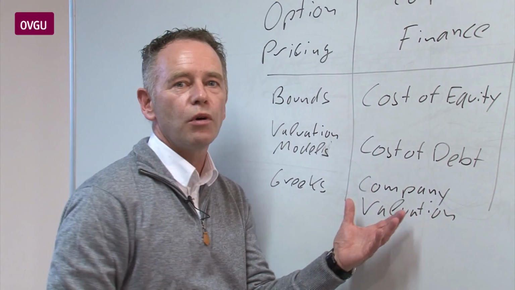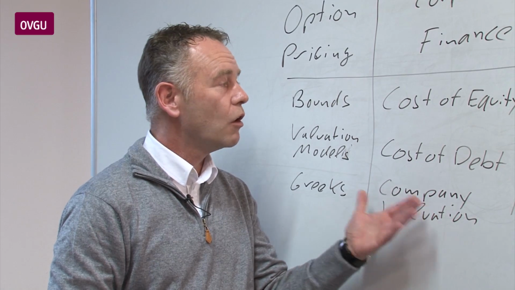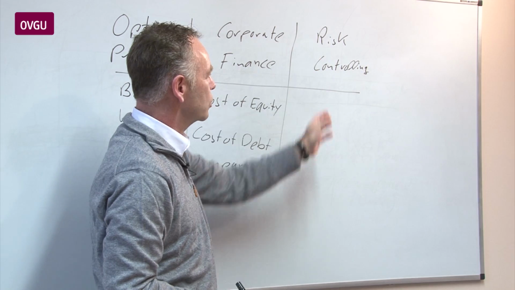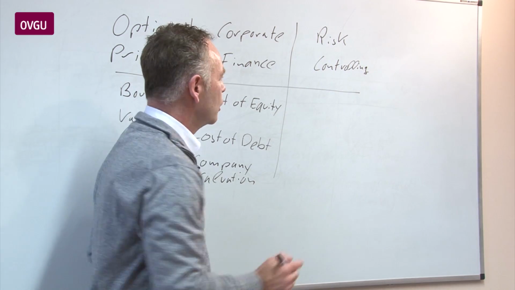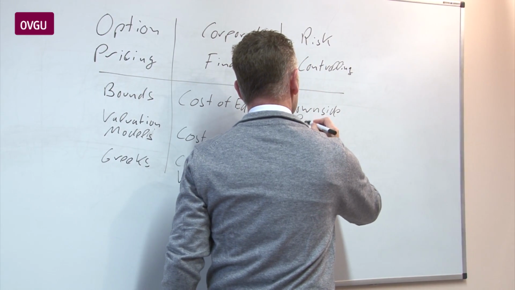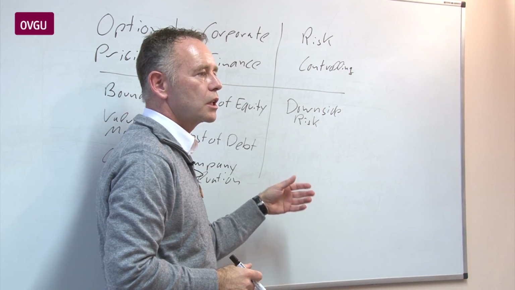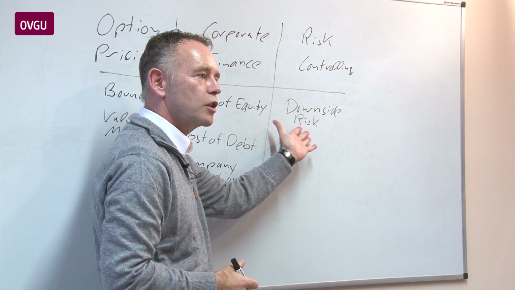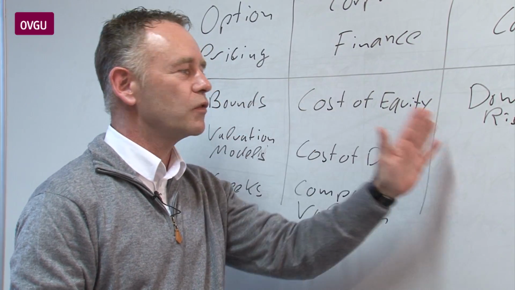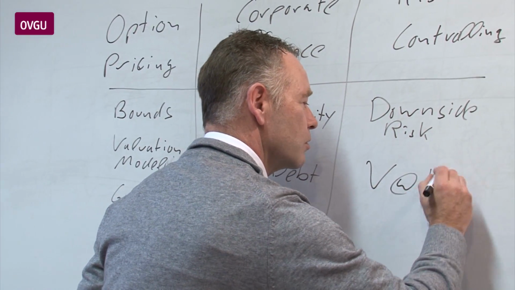Company valuation is important in the field of mergers and acquisitions. It's a hot topic in auditing and so on. Finally, the third lecture in risk controlling is first of all about downside risk. From your bachelor program you may know that risk is typically measured by volatility. Here we have a focus on the left hand side, so on losses of a distribution function. After that we turn to value at risk.